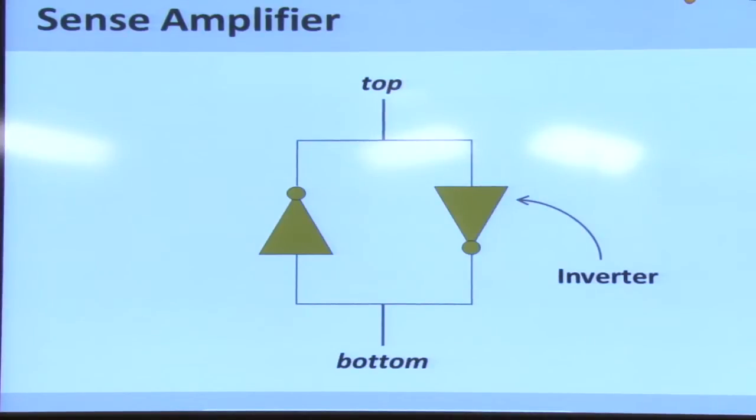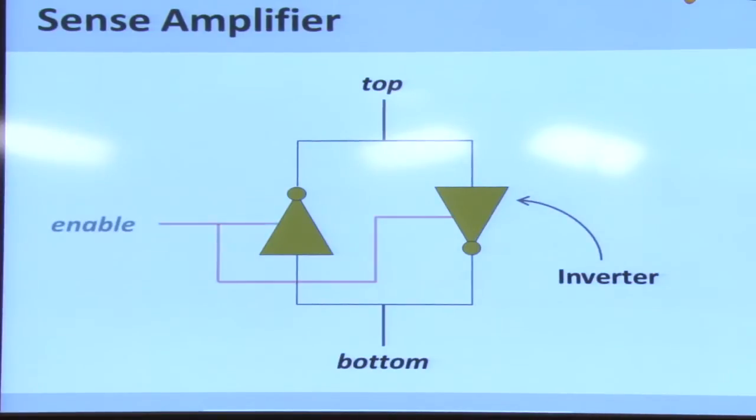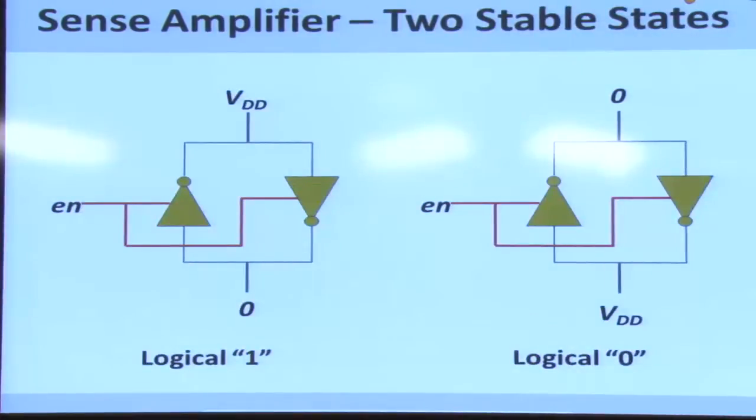It's essentially 2 inverters connected in the manner shown in the slide. Right, and as you can see, there are 2 terminals to the sense amplifier, the top terminal and the bottom terminal. And the sense amplifier also has a signal called enable, which determines whether the 2 NOT gates are actually in operation or not. So in the enabled state, the sense amplifier has 2 stable states. Again, as I have shown in this slide.